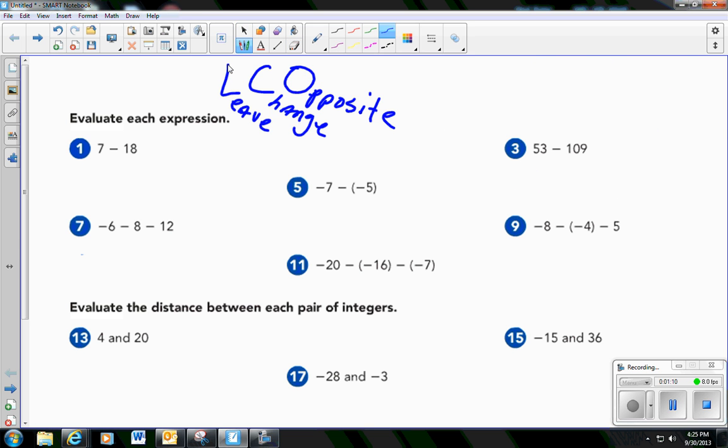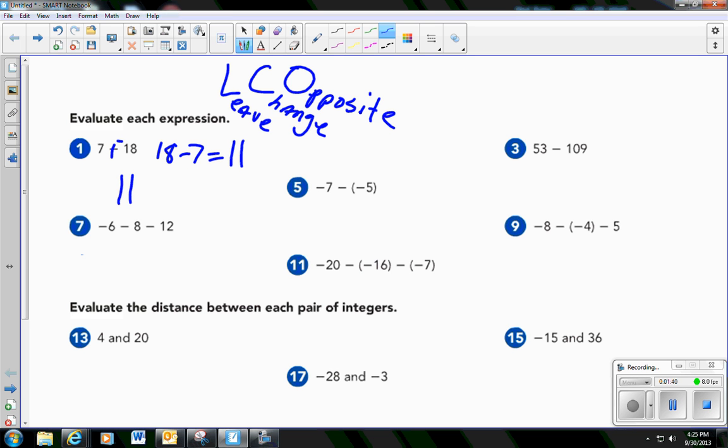Okay, so we have 7 minus 18 in number 1 there. So we're going to leave the 7 alone. We're going to change to addition, and we're going to make the next number its opposite. So 18 becomes negative 18. From there, we follow our rules for adding integers. So you have a positive and a negative. Anytime you're adding different signs, you find the difference of their absolute values. 18 minus 7 is 11.